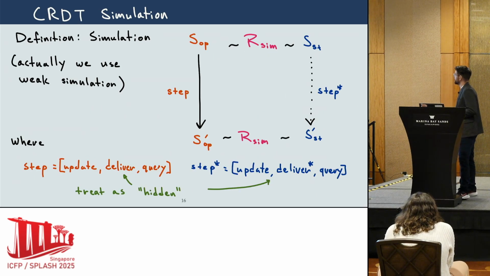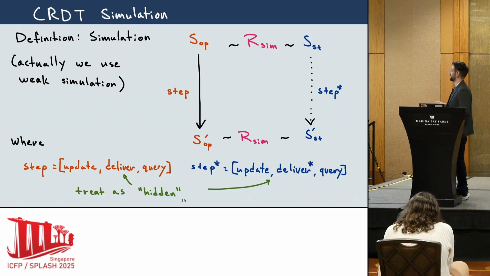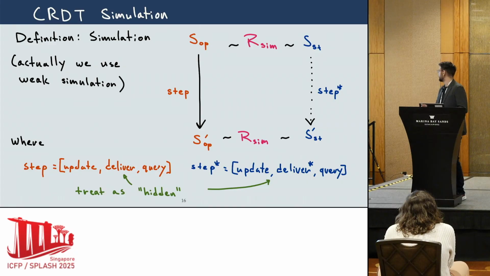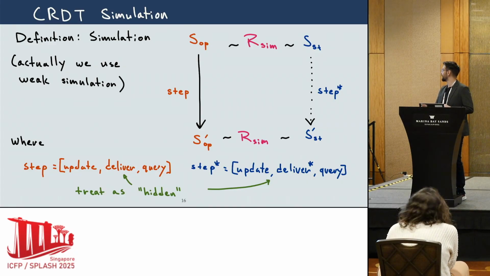And the definition of simulation that we use is the somewhat standard one. So we're focusing in this talk just on the simulation with a given op-based CRDT and then the translated state-based one. We allow one CRDT to take a step, where that step is defined as either an update, a delivery, or a query. And then we construct a matching set of steps on the other CRDT. Technically, we're using a weak simulation in the paper, but for this talk we're not going to get into the exact details. It's much more of a high-level take here.